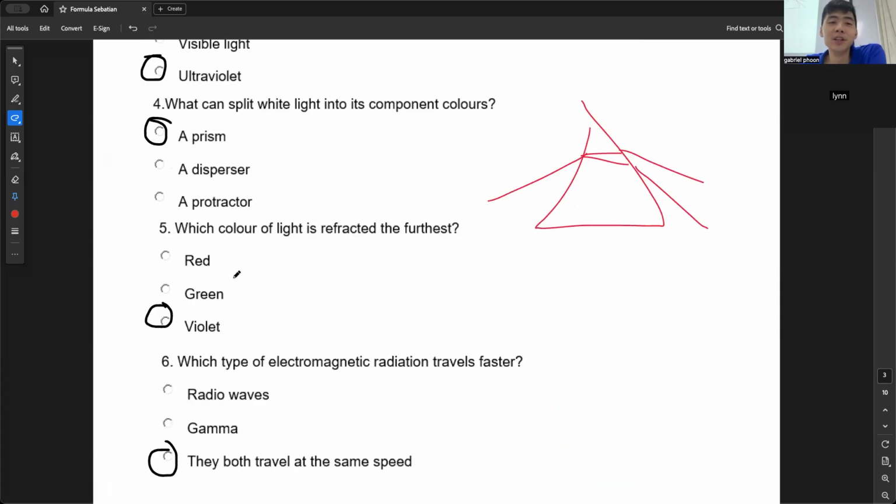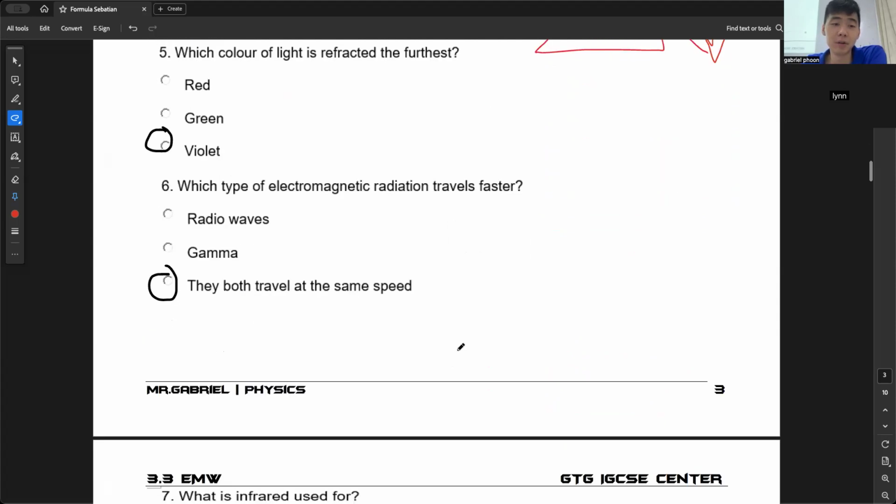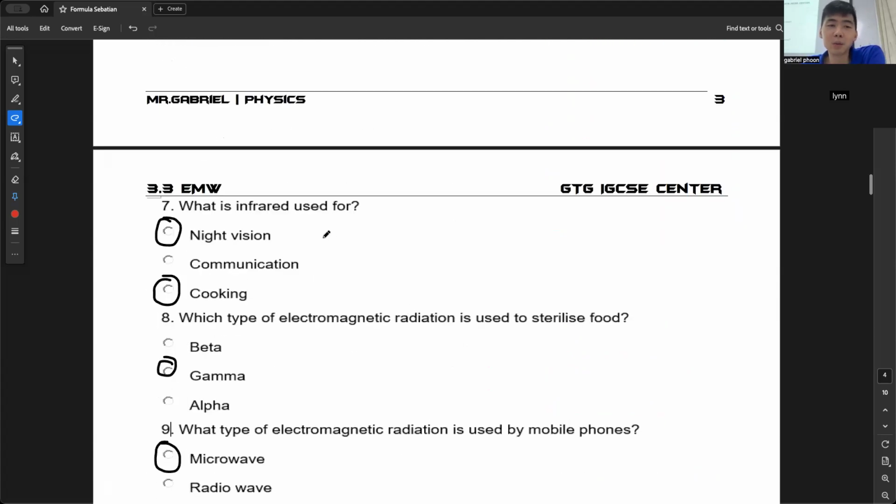Which one refracts the furthest is violet, guys. How come violet? Because violet is the one at the bottom here, right? And red is the one on top here, right? Which one travels the fastest? This is a trick question. They all travel at the same speed. This one I accept 2 answers, guys.